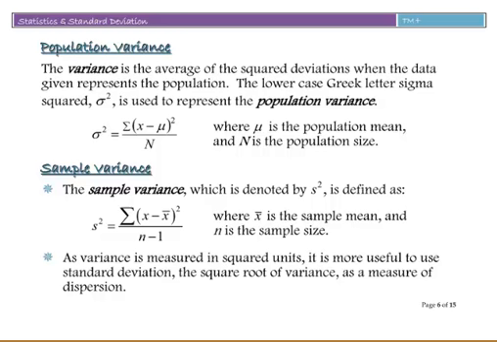Now let's look at variance. We're going to look at population variance and also sample variance. The key here is that variance is just the standard deviation squared. If you look at these two formulas here, they're exactly the same as what we had for standard deviation, which had a square root sign. We just get rid of that because we square them. Nothing more than that. Now, as variance is measured in squared units, it's more useful to use standard deviation, the square root of variance, as a measure of dispersion. So we very rarely use variance.